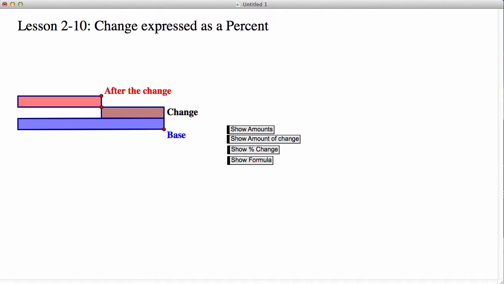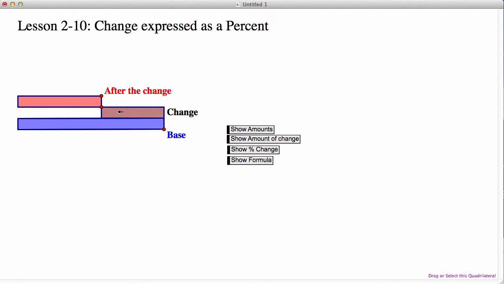In Lesson 10, we learn about change expressed as a percent. Let's use our model to see what we mean. Here we have a base amount and we have an amount after a change. Now this could be an amount of money that you have, and then after you spend some, you have another amount of money, somewhat less.